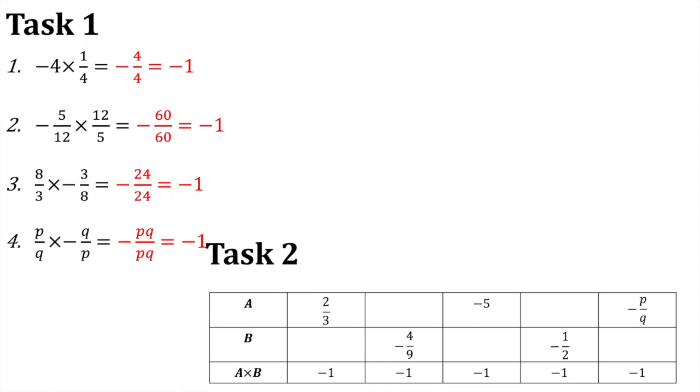Now, task 2. So we've got a row of values that I'm calling A, a row of values that I'm calling B, and then I've got a row of values for A multiplied by B. So the product of the first 2 rows, like so, and those are all -1. So I want you to fill in the blanks. So again, pause the video and fill in the blanks for me.